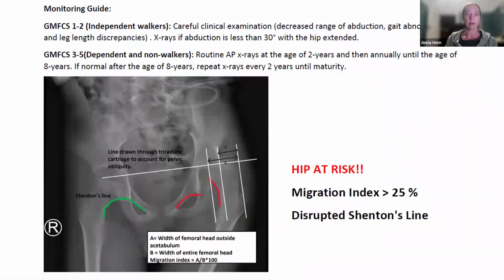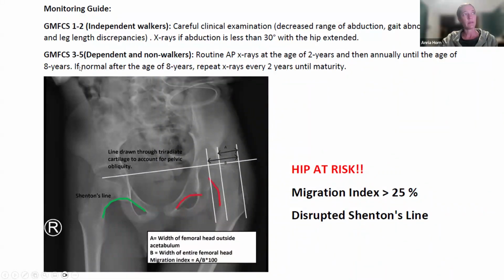Unfortunately, I still get a lot of very late referrals from elsewhere. But that's basically what we do. So for the independent walkers, I would say a careful clinical examination is usually adequate, although the protocol does say that you should consider an X-ray if there's less than 30 degrees abduction. So that's fine. One X-ray and then you're happy.